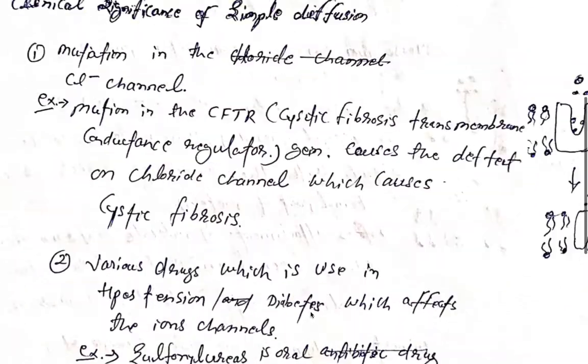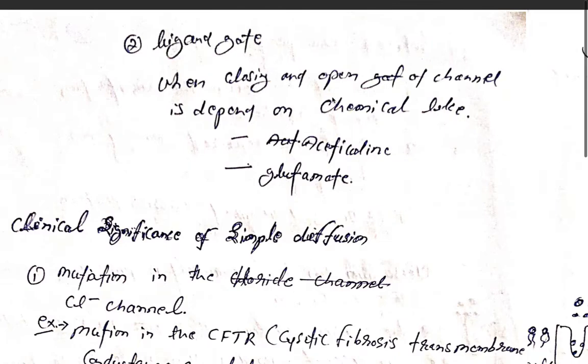The second is the ligand gated channel, where the closing and opening of the gate of the channel depends on chemicals like acetylcholine and glutamate. When the opening and closing of the gate depends on chemicals, it is called ligand gated.